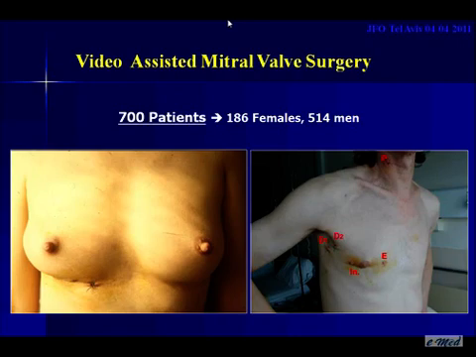Here you can see the place where I introduced the Chitwood clamp. Here is the place for the video thoracoscope, and here is the place for the mitral valve retractor. Here you see the introduction of the jugular cannulation, which is today no more necessary.